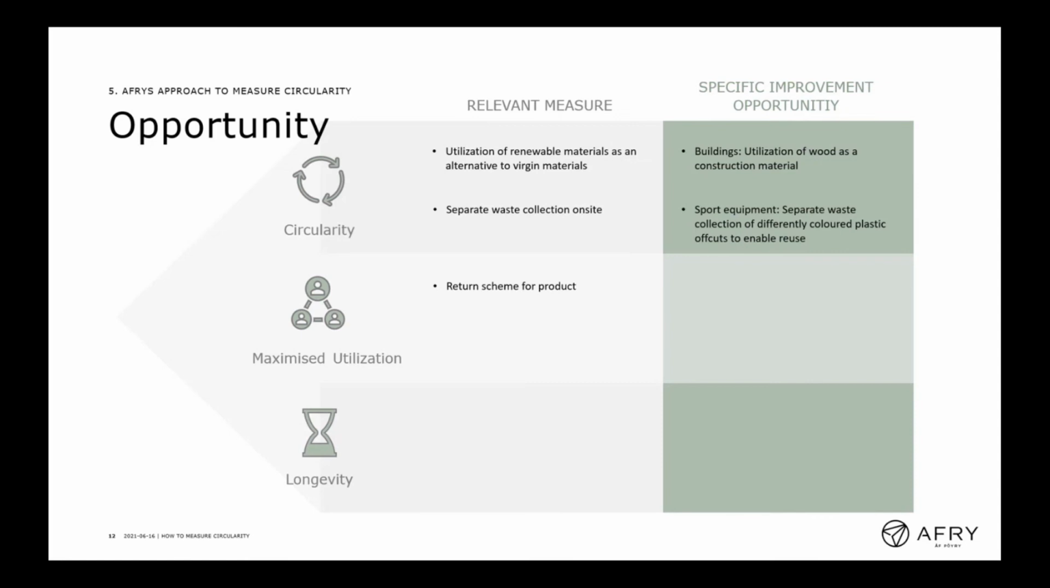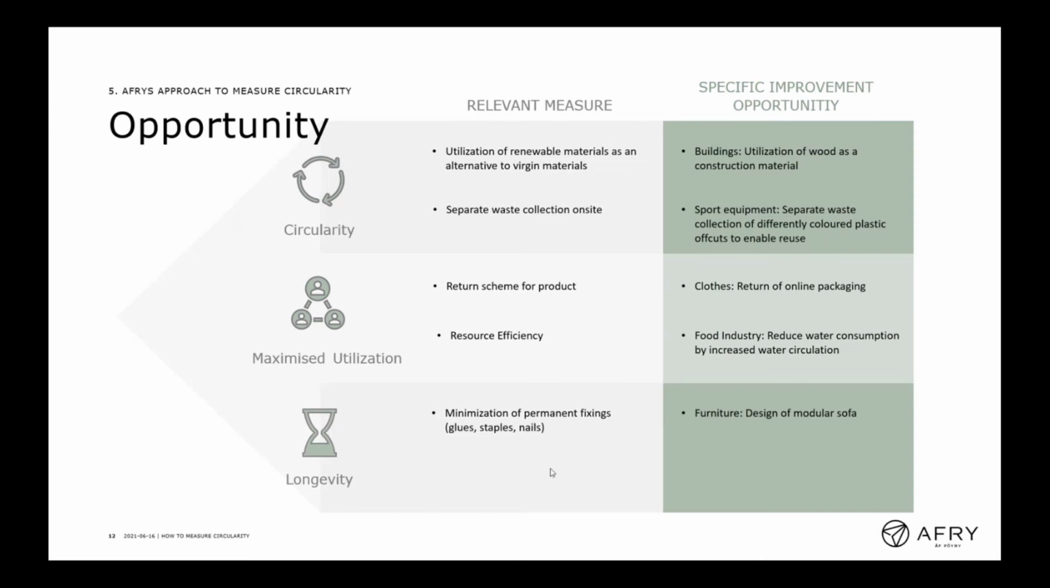Then, for example, a return scheme for products. This was a project we did with H&M: can you return the online packaging of the textiles, or can you return the textiles together? Resource efficiency: we did a project with the food industry where we talked a lot about how you can reduce water consumption and increase the water circulation in the plant. So you get a feeling that we talk with the client and the sector experts to make these overall goals more specific and really clear, to see what you can do. Minimization of permanent fixings: that was a project where we designed a modular sofa so that you don't use any glues, staples or nails, but only screws, so that you can update components like the armrest, backrests or the legs.